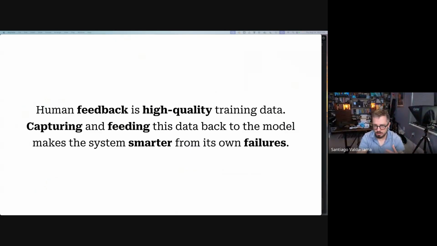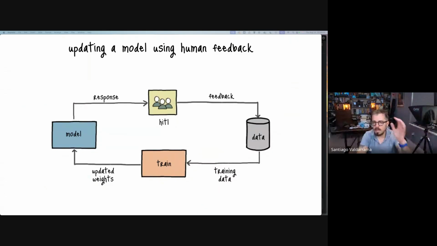This is what I already mentioned. Obviously the human feedback is high quality training data. We're going to be training the second version. Think of it like this. The model is going to send a response, and the human in the loop is going to send the feedback that we're going to collect in the data set. And this data, we're going to be using it to train the new version of the model. And the whole process will start again. So it's just a loop.